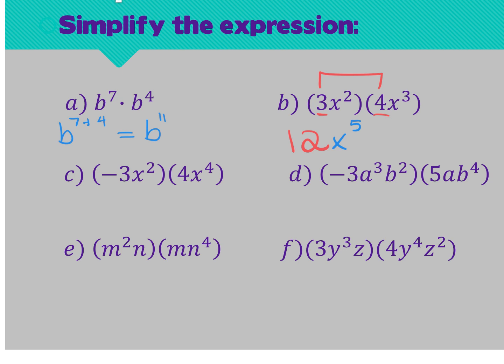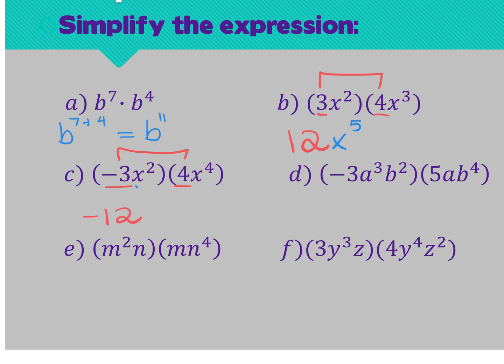The next one is the same thing. Now we're applying our rules for integers here. Remember, a negative times a negative is a positive, or a positive times a positive is a positive. But when the signs are different, a negative and a positive, the answer is negative. So negative 3 times positive 4, these coefficients are going to multiply together, and I get negative 12.